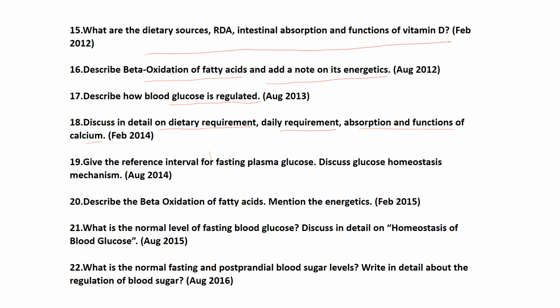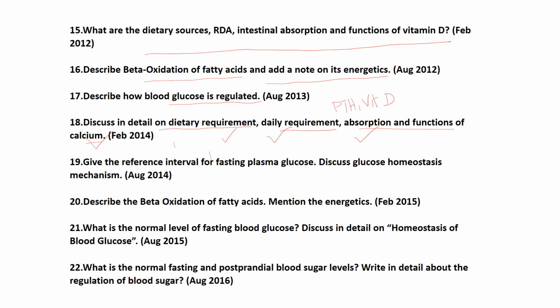The dietary requirement, daily requirement, absorption and functions of calcium. So this is a new question. This comes under minerals, macro minerals. So you have to write what is the RDA and what are the sources, and absorption, because absorption is favored by the parathyroid hormone and vitamin D. And then the functions of calcium you have to write.